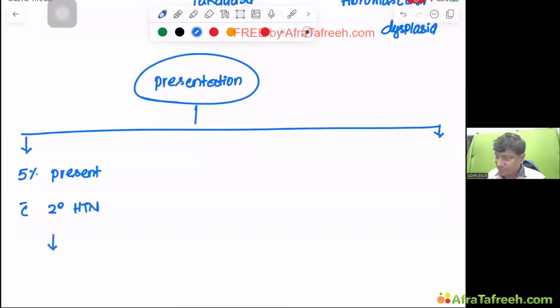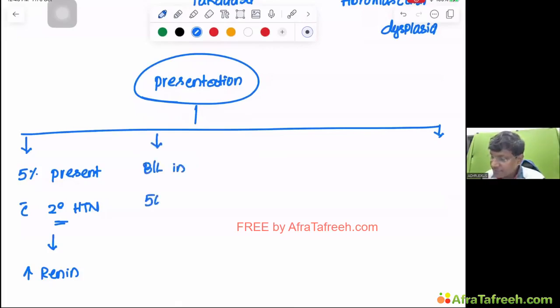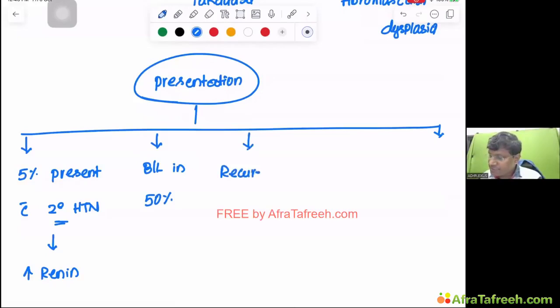And this hypertension is secondary to an increase in the renin levels. So it is high renin hypertension. And this renal artery stenosis is bilateral in 50% of patients. The other important presentation in renal artery stenosis is recurrent flash pulmonary edema.